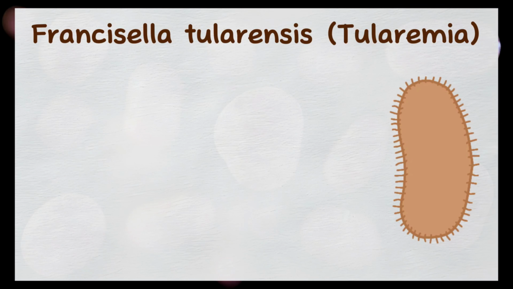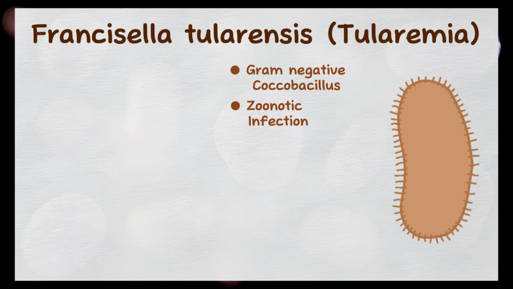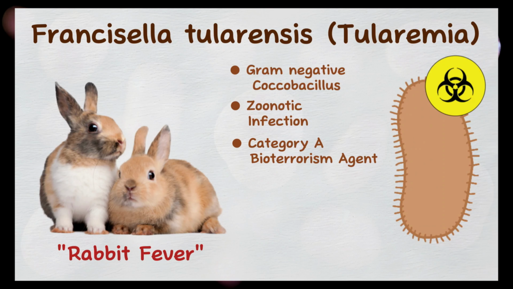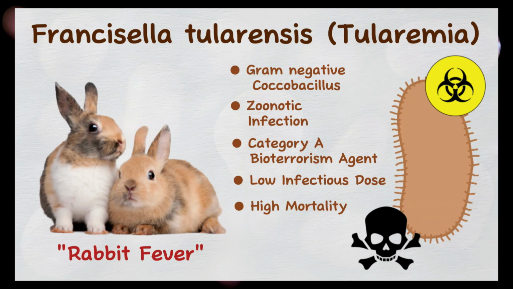Francisella tularensis is a gram-negative coccobacillus, indicating that its morphology lies between that of a spherical coccus and a rod-shaped bacillus. In humans, it is responsible for a zoonotic infection known as Tularemia, commonly referred to as rabbit fever. This bacterium is classified as a Category A bioterrorism agent, representing the highest level of concern for bioterrorism due to its low infectious dose and the significant mortality associated with infection.